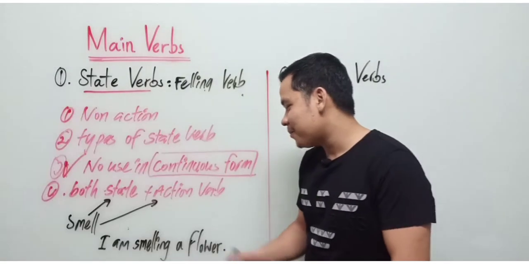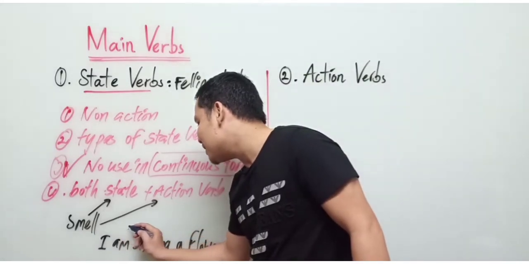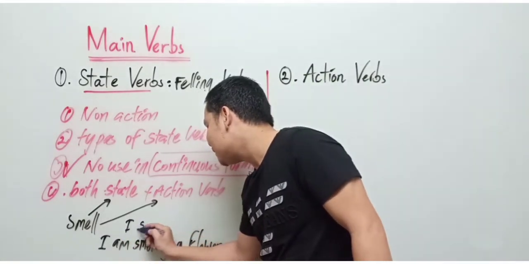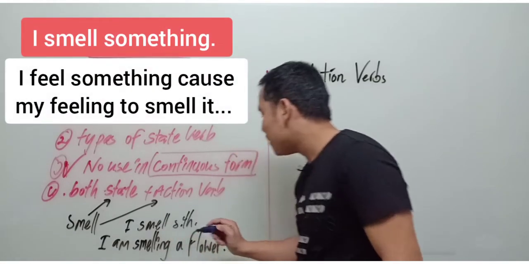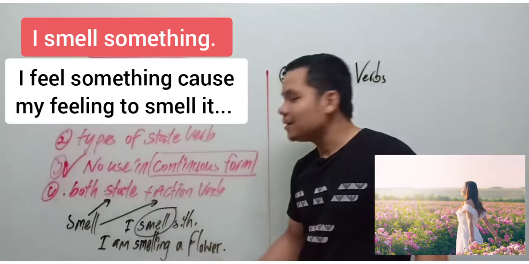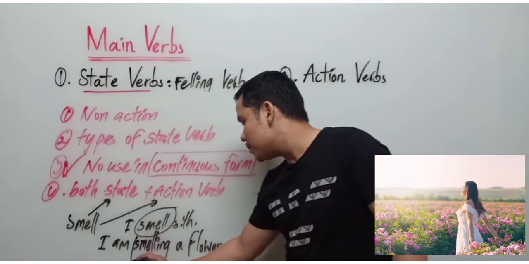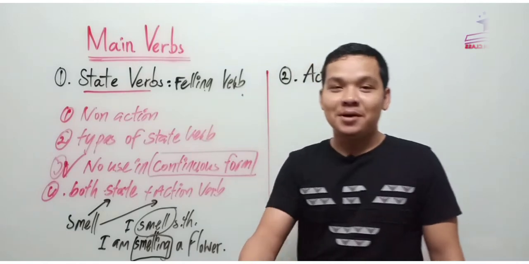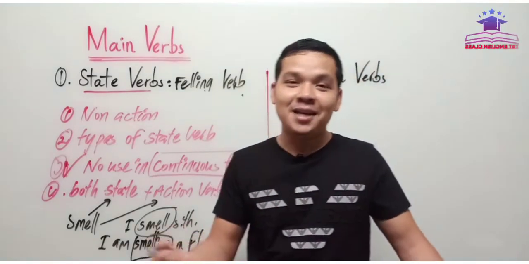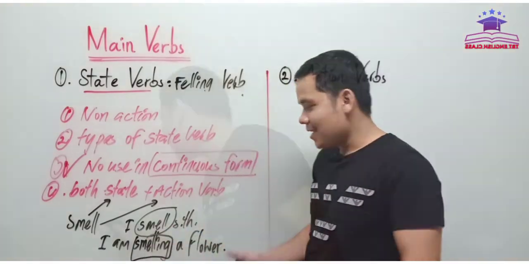So if I say "I smell something," okay, this one is a stative verb, but this verb smelling, don't confuse it, is an action verb, because this sentence tells you about the action that I'm holding or taking the flower and then smelling it. Okay, example.